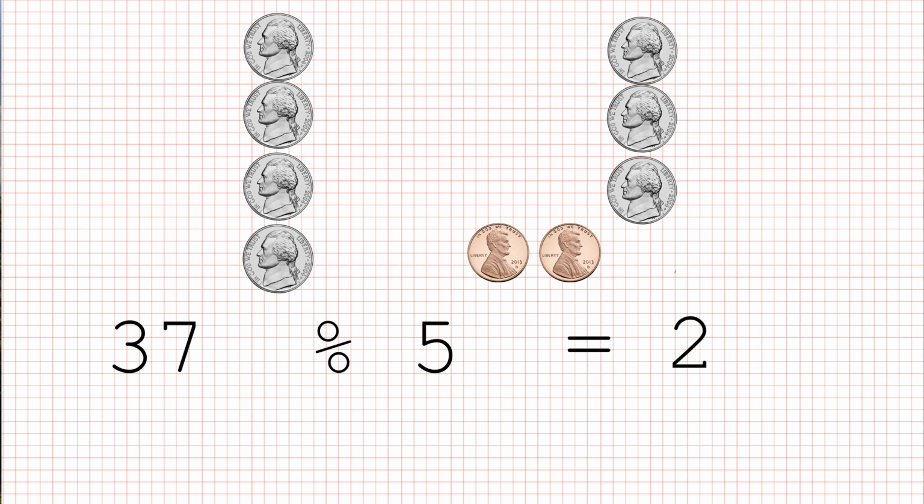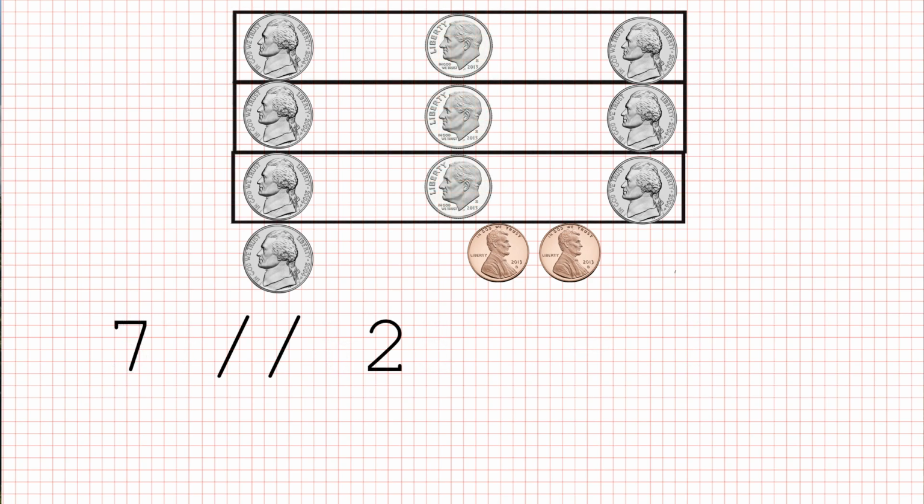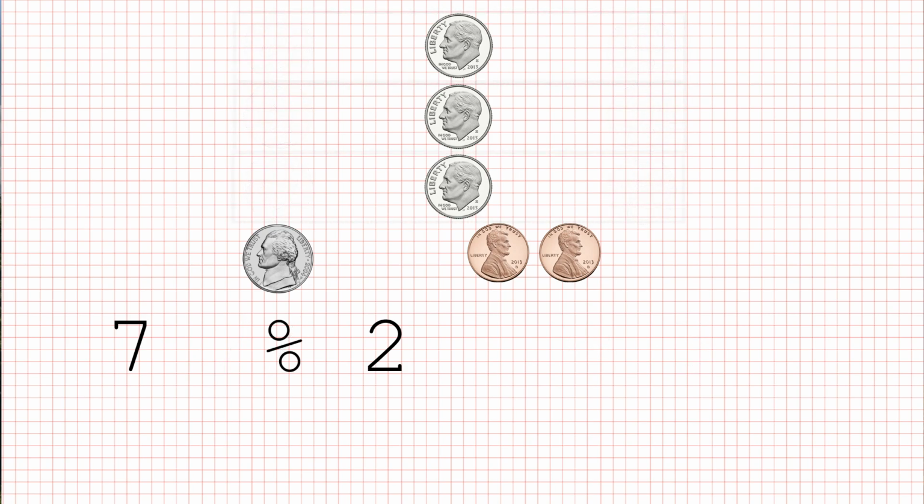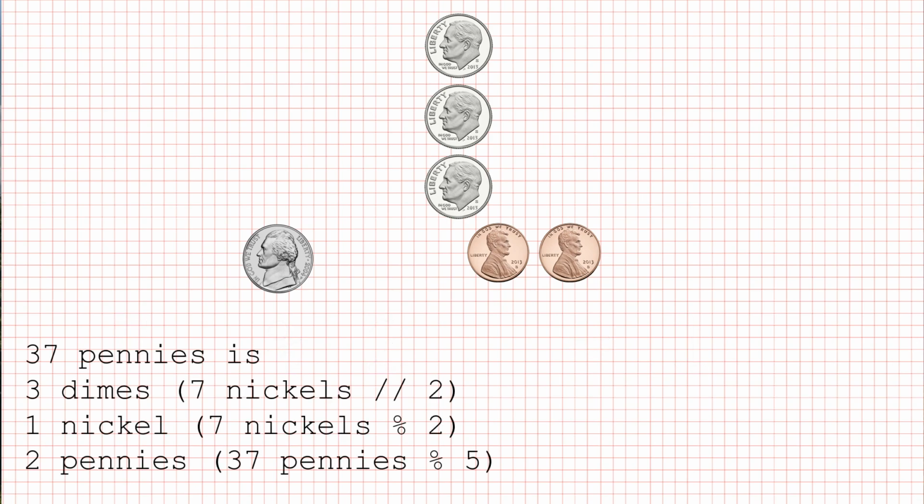Suppose we further want to find out how many dimes that could be. 7 nickels divided by 2 will tell us the number of dimes, 3. 7 nickels mod 2 will tell us how many nickels are left over after we've taken as many whole dimes out as we can, 1. So 37 pennies is equivalent to 3 dimes, 1 nickel, and 2 pennies.